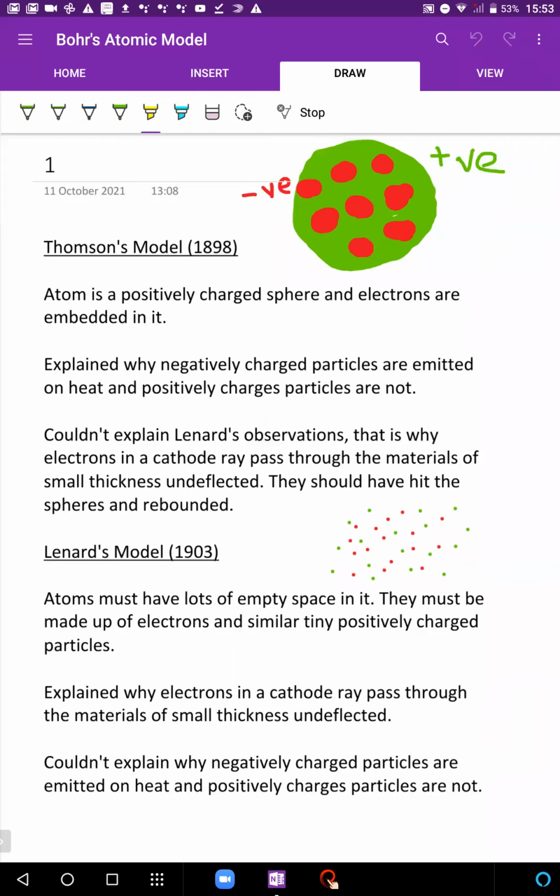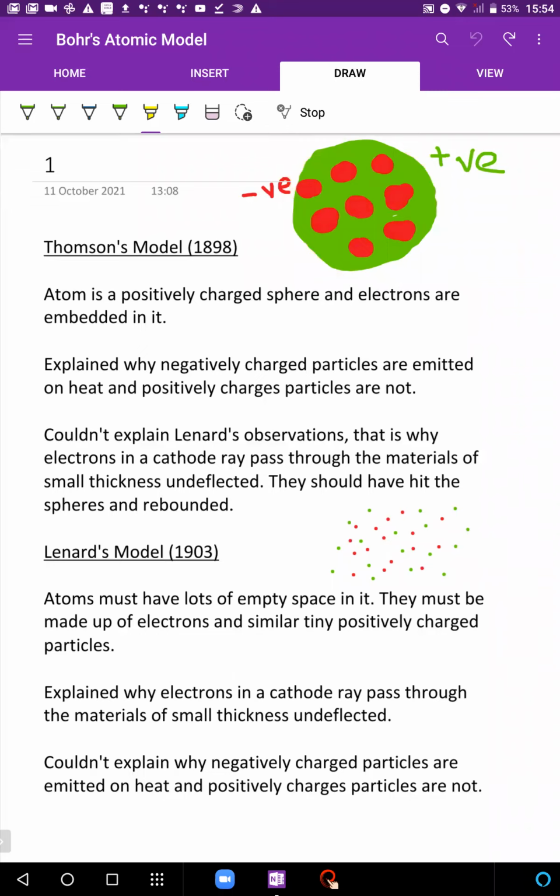So Thompson's model of the atom was like this. What did he say? He said the atom is a positively charged sphere and the electrons are embedded in it. It's like what some people call a plum pudding model. You can imagine it as a laddu with raisins in it. So the atom was like the green laddu, and the electrons inside it are raisins.